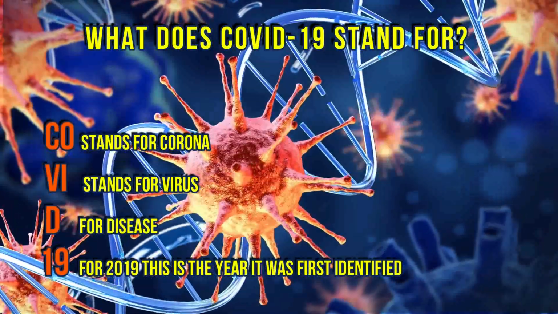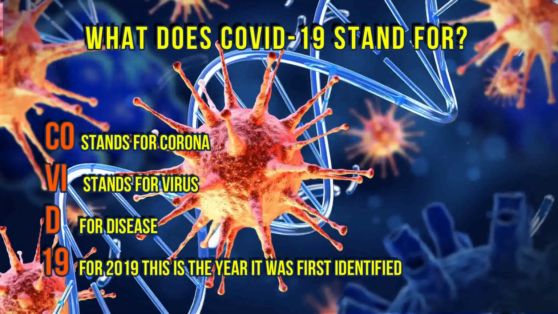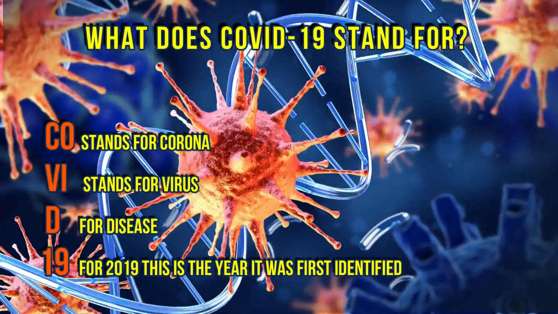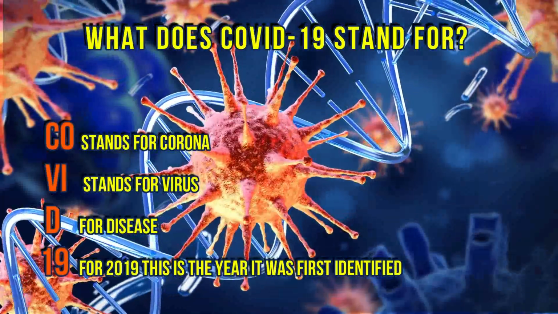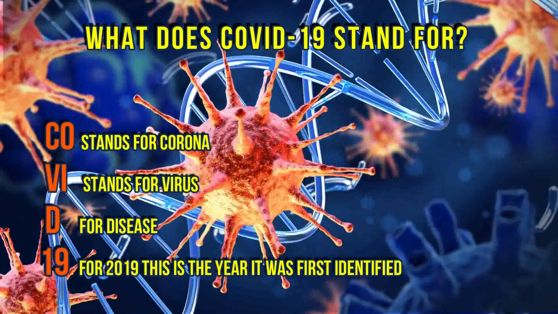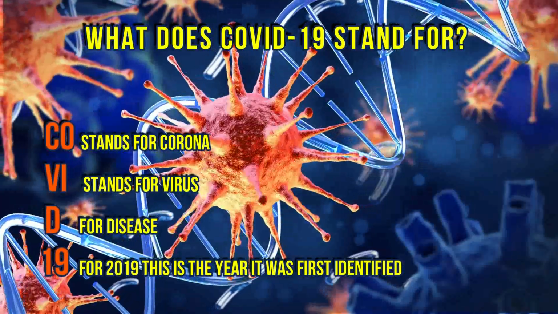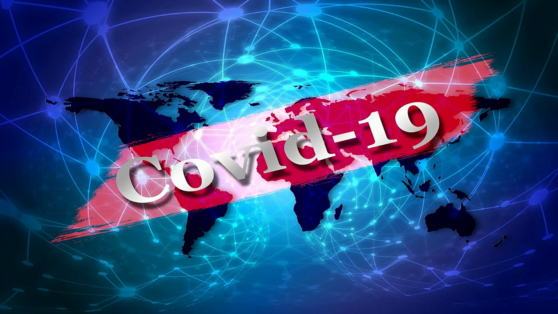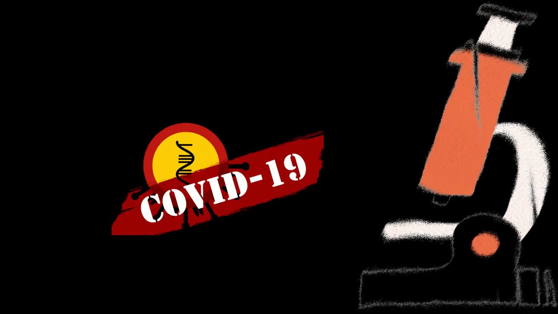What does COVID-19 stand for? CO stands for corona. VI stands for virus. D stands for disease. 19 for 2019, the year it was first identified.